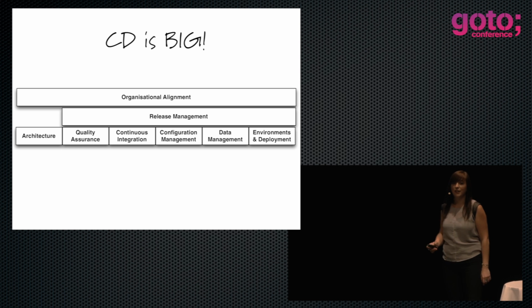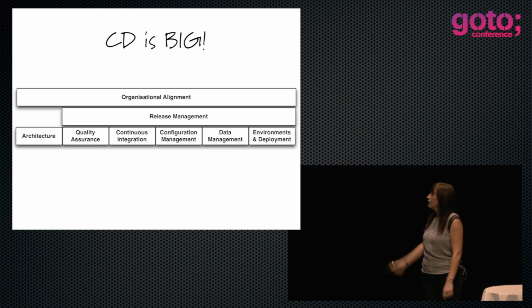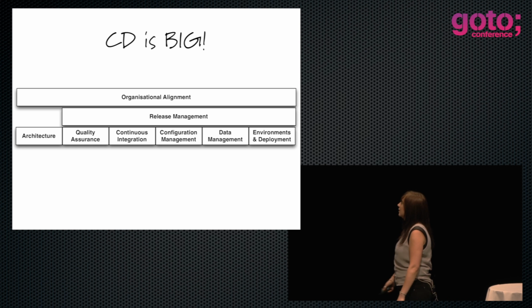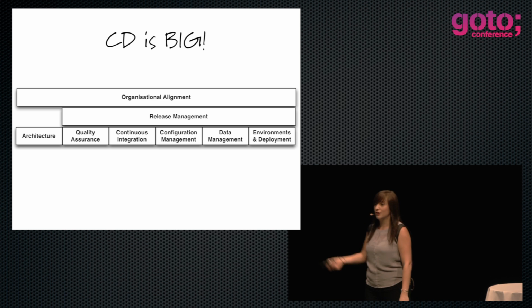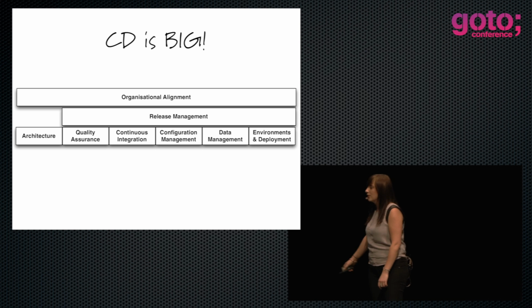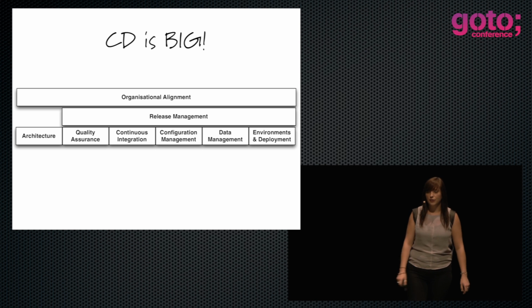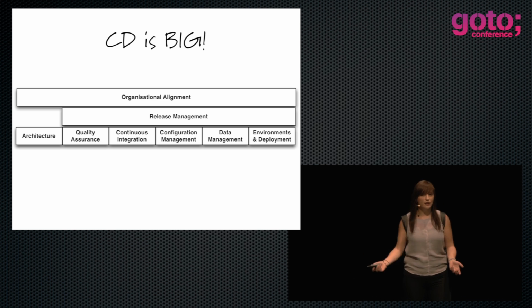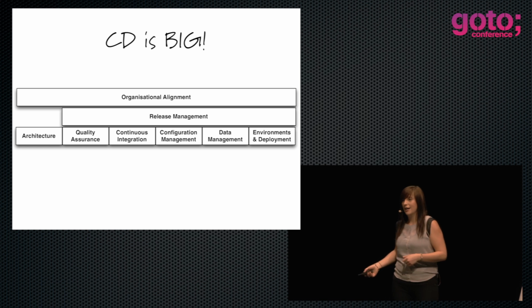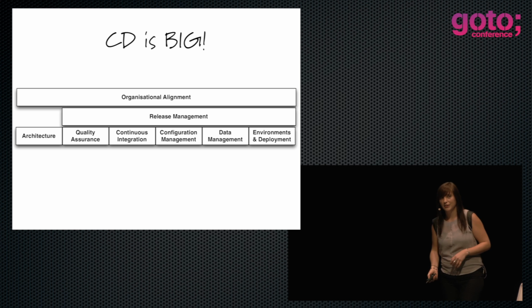You need to have the right kind of architecture. You need unit testing, integration testing, acceptance testing, smoke testing. You need CI. You need to manage your configuration, your data, your environments. This stuff is not straightforward. And organizations are like, yeah, this continuous delivery sounds really awesome. Can I have it, please? And it's like, yeah, this is really hard.